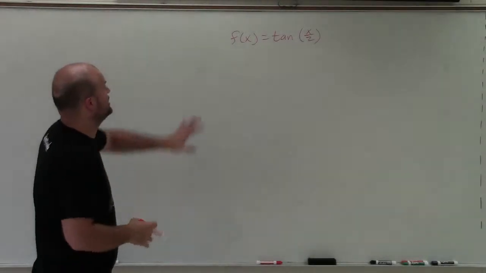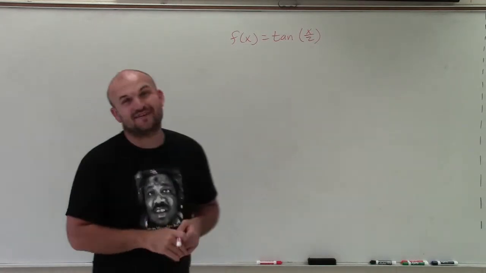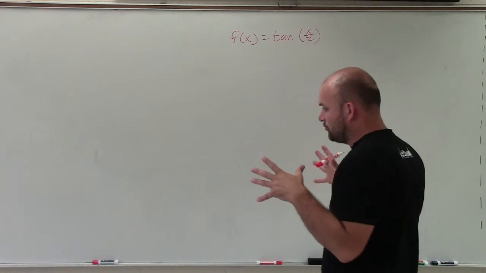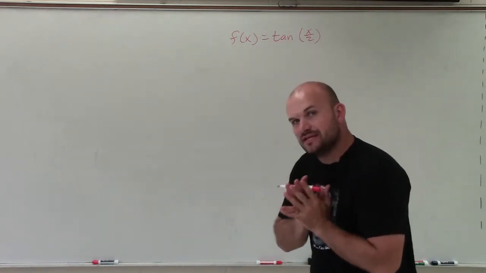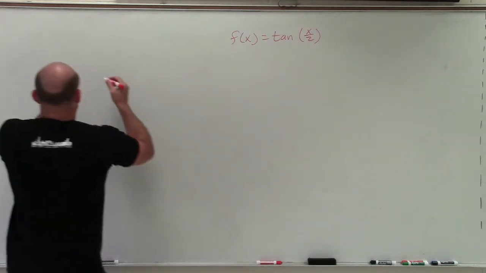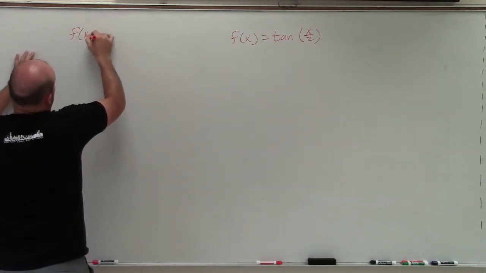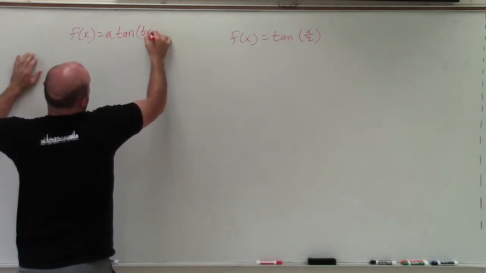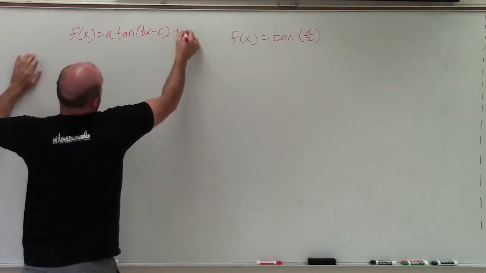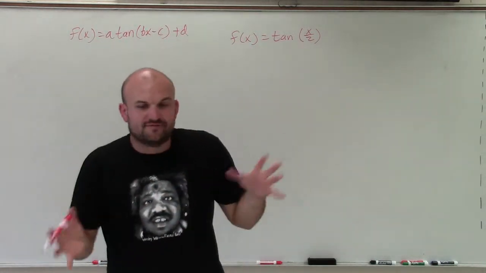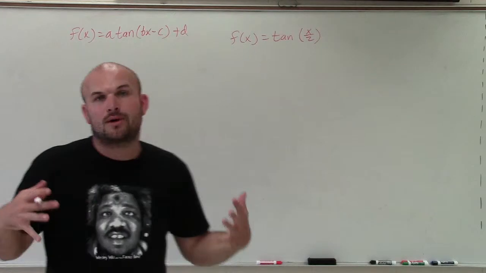Welcome. So what I'd like to do is show you how to graph f of x equals tangent of x divided by 2. But before I do that, I want to go over what at least the parent graph looks like of tangent as well as our transformations. So first of all, let's write down f of x equals a times tan of bx minus c plus d. Now that's all the possible transformations. A, B, C, and D are all the different ways that we can affect and transform our graph.